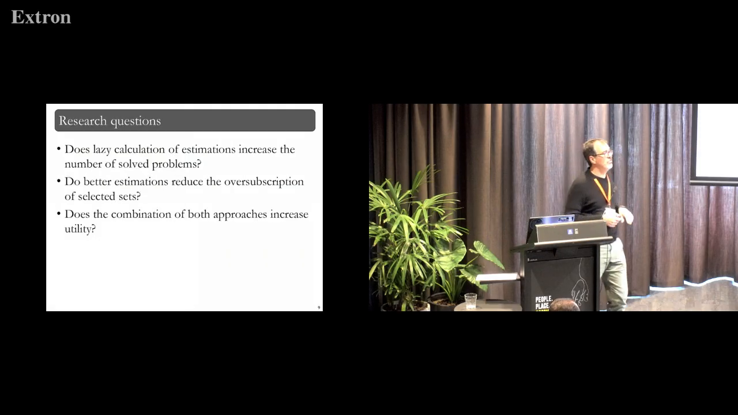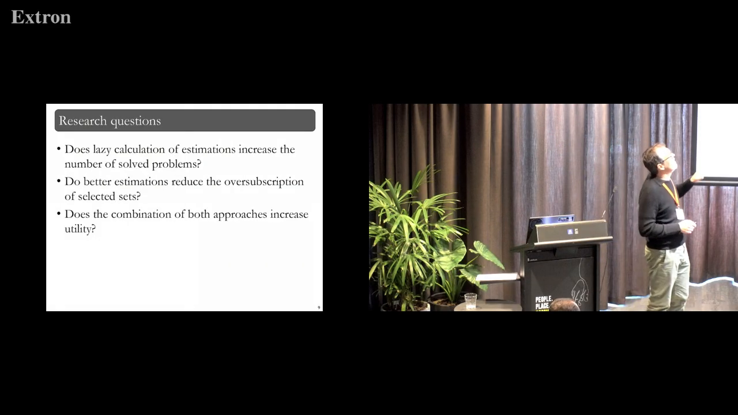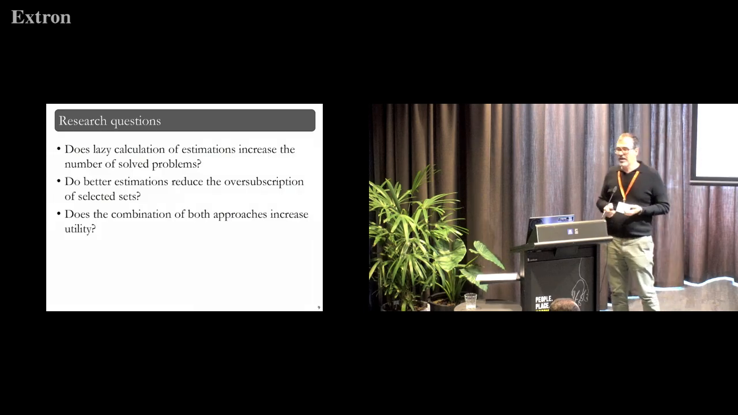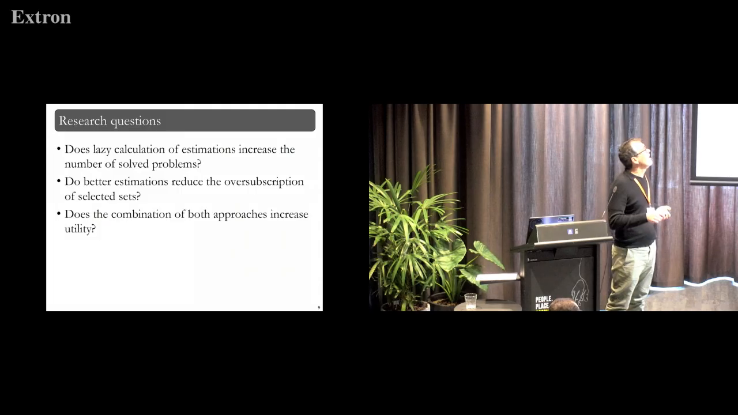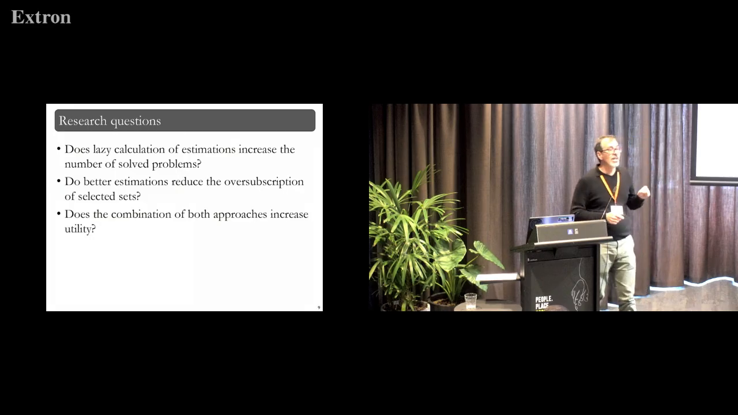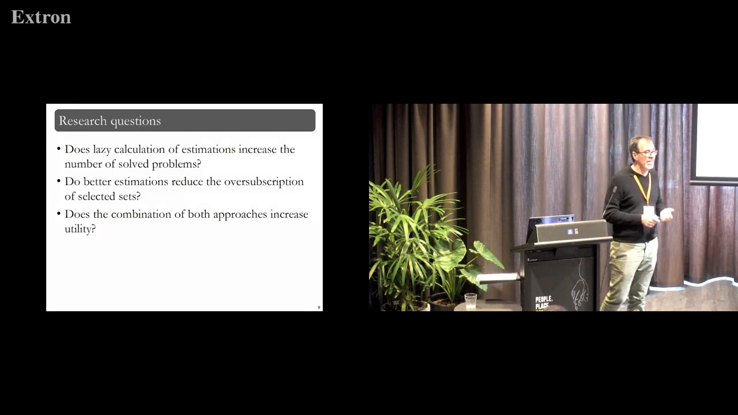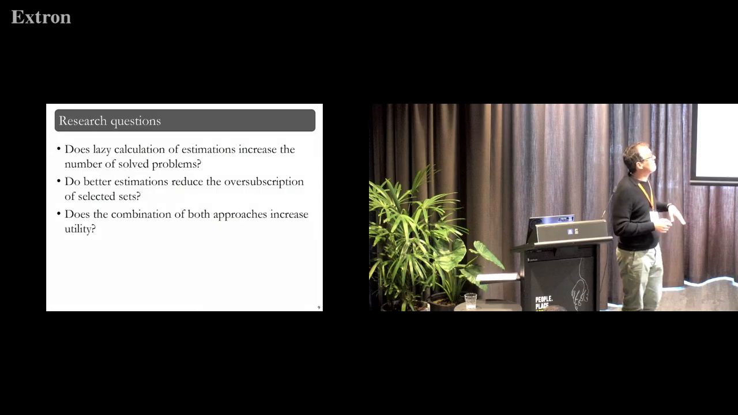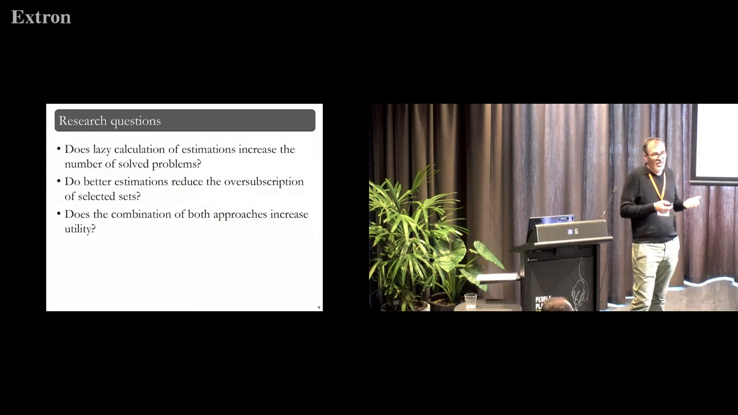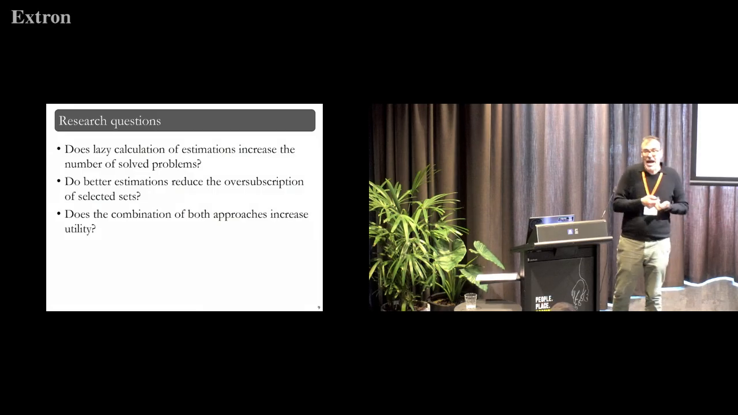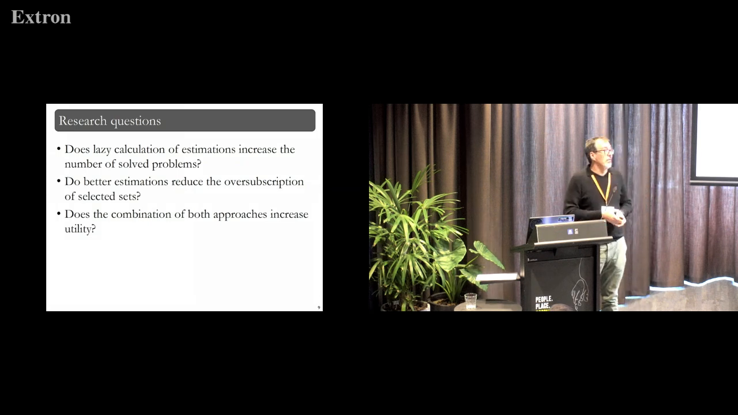Okay, so the research questions that we want to answer here are these three. Okay, first, whether the lazy calculations improve the number of solved problems; second, whether the better estimations that we can obtain using satisficing plans produce less oversubscribed sets; and finally, the most important one, whether the combination of approaches is making any difference. Okay, are we gaining something by using those instead of using the original relaxed plan approach?